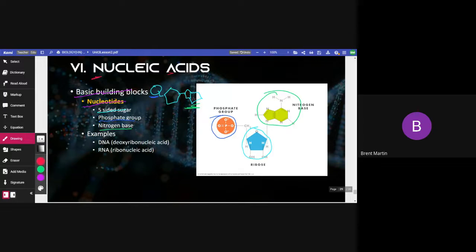All right. Now, your examples, the only 2 types of nucleic acids you'll see in this class are DNA and RNA. You got deoxyribonucleic acid and ribonucleic acid. Matter of fact, some of y'all may have heard of RNA recently.